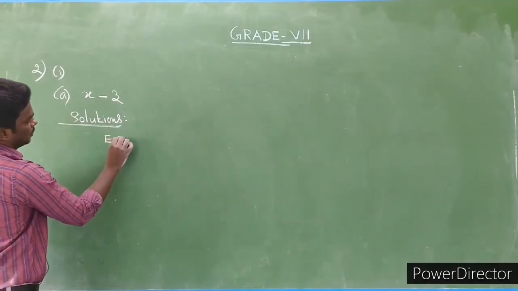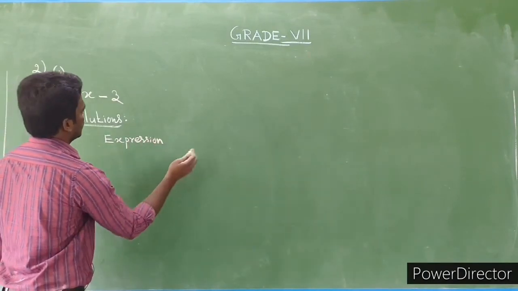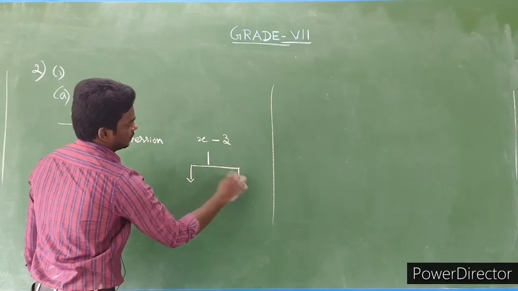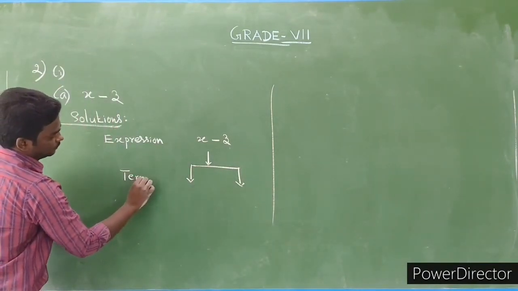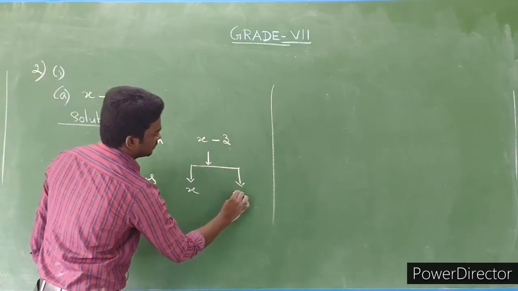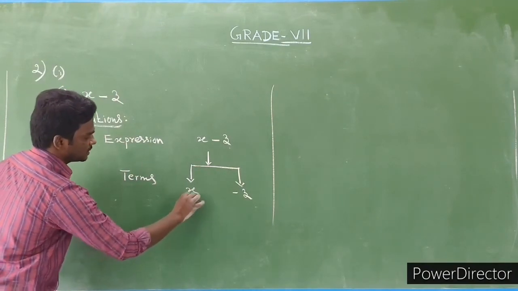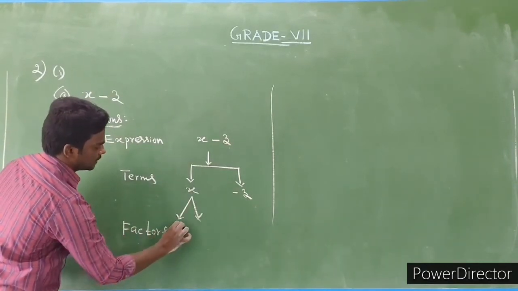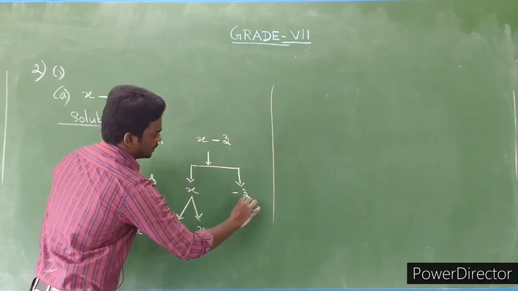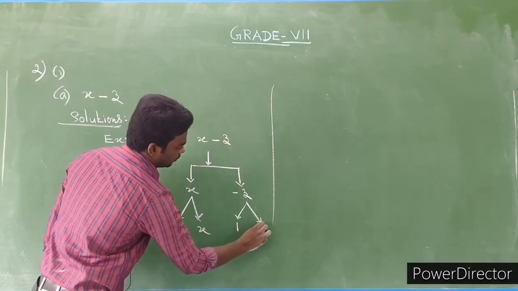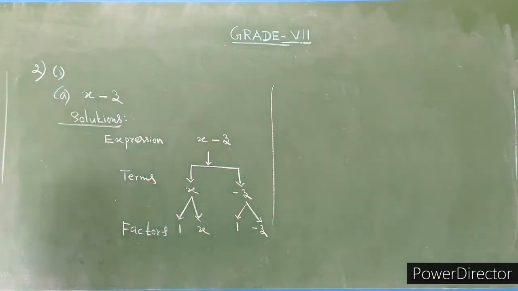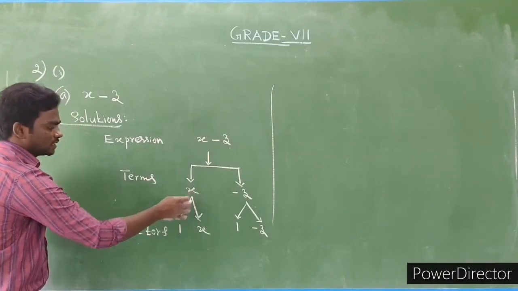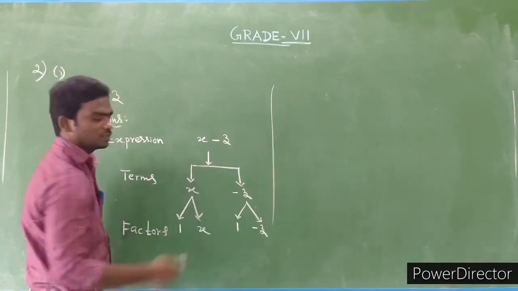So here the given expression is x minus 3. Next, what are the terms in this expression? The first term is x and the second term is minus 3. Next, what are the factors here? x can be written as 1 into x, and minus 3 can be written as 1 into minus 3, because 1 is a factor of every number. So the expression x minus 3 has the terms x and minus 3. The factors of x are 1 into x, and the factors of minus 3 are 1 into minus 3.